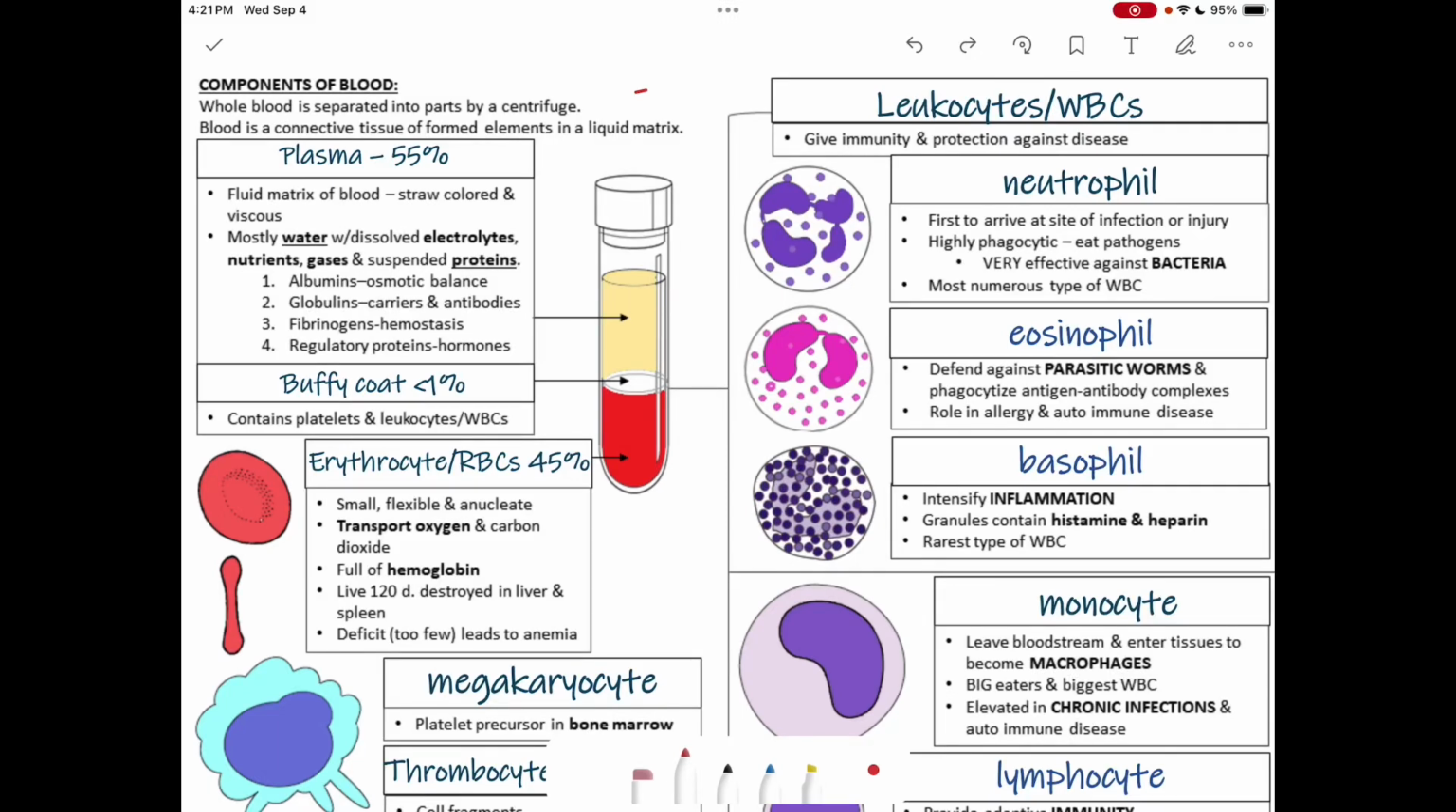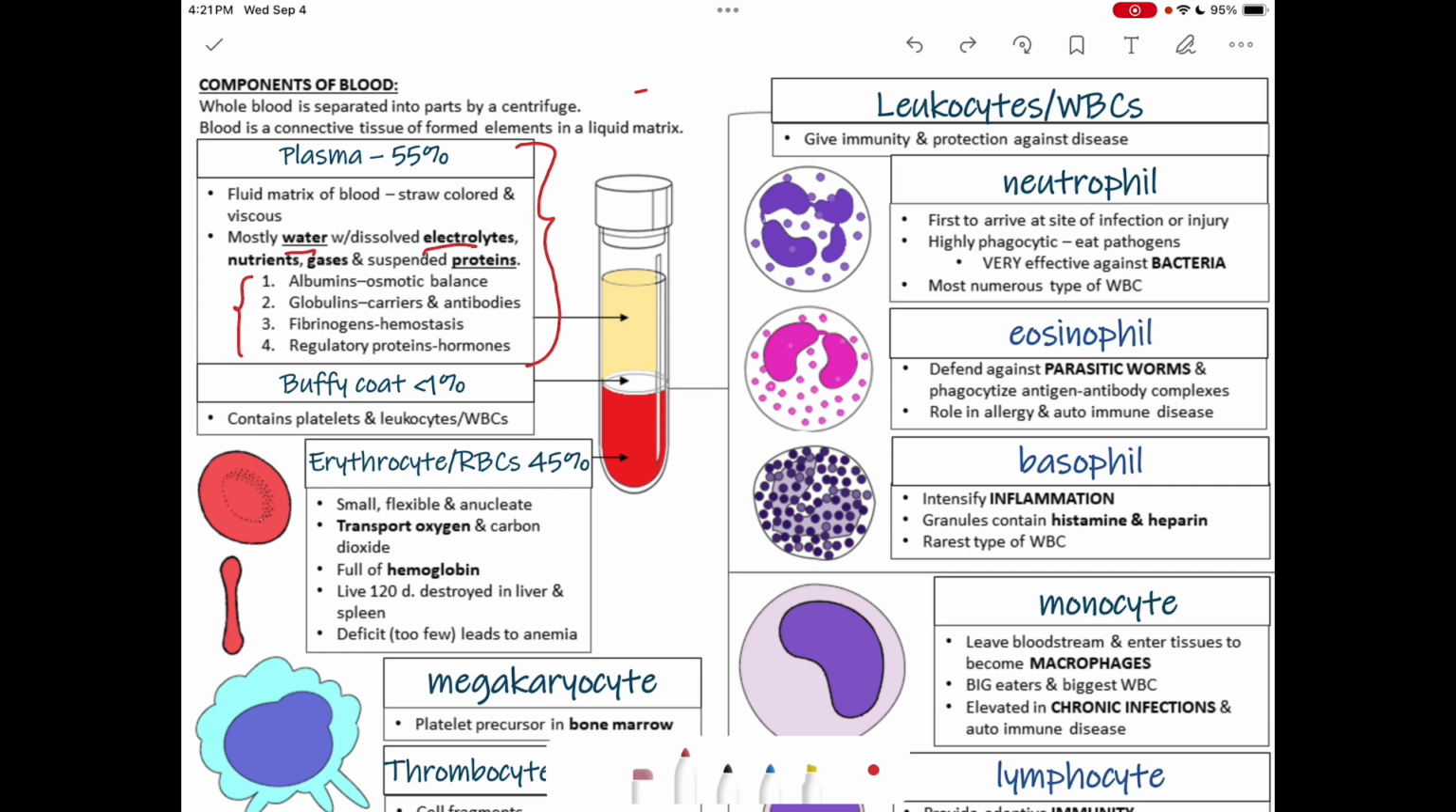Now that you've completed your blood coloring sheet, I just want to go over some common tests that are run that have to do with blood. Plasma levels, and remember plasma is that fluid matrix of blood, has things dissolved in it. So we said it's mostly water, it's dissolved electrolytes, and it has all these different types of proteins in it.